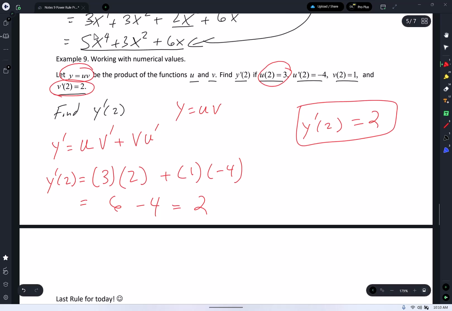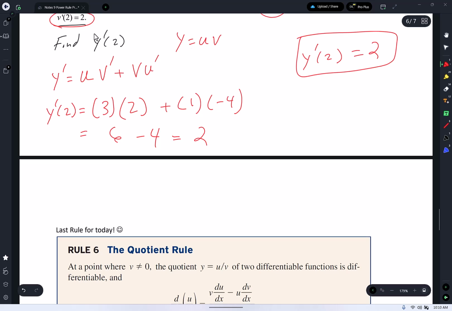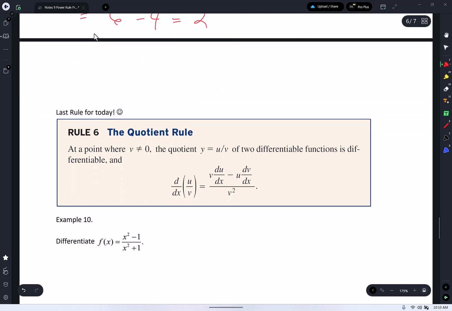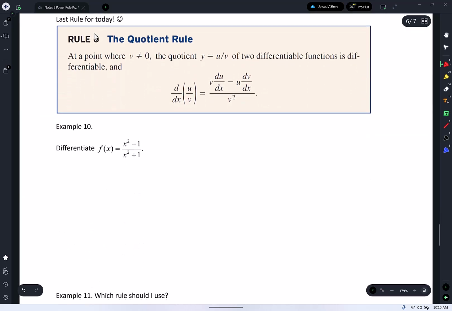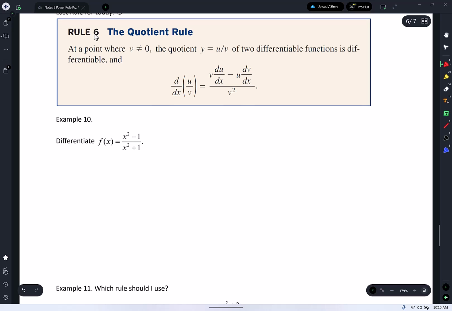Tell me, Kunduru. All right. Don't worry. We'll do some more. All right. There it is. That's the product rule. Now we just got to practice it. And don't worry, we'll do a lot of practice. Now we're going to go right into the quotient rule.